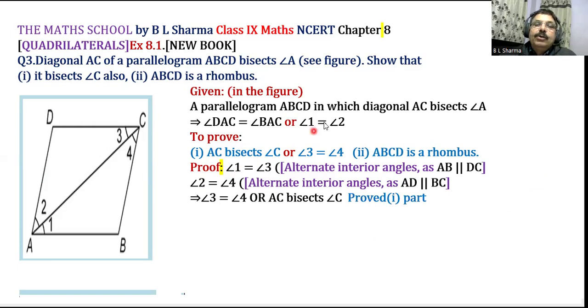Angle 1 is equal to angle 2. This is given. See here. Angle 1 is equal to angle 3 and angle 2 is equal to angle 4. So angle number 3 is equal to angle number 4. This is proved. In the figure, angle number 3 is equal to angle 4, which means this diagonal bisects the complete angle A, and this is the first part of it.